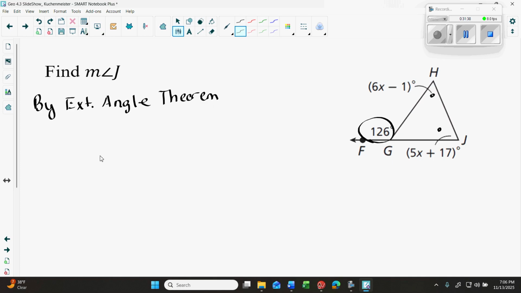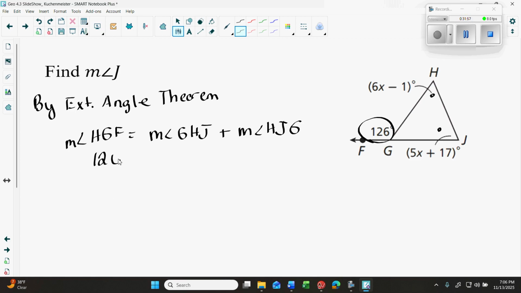By the exterior angle theorem, we have the measure of angle HTF equals the measure of angle DHJ plus the measure of HJC. Or in other words, if I substitute, 126 equals 6x minus 1 plus 5x plus 17.